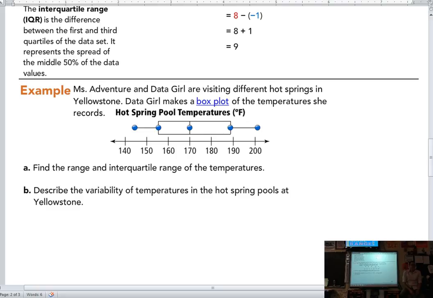So yesterday we labeled, and if you do not have this, you need to, these points on the ends.